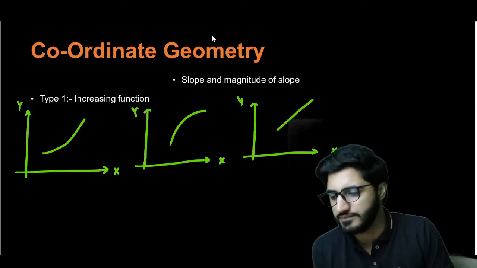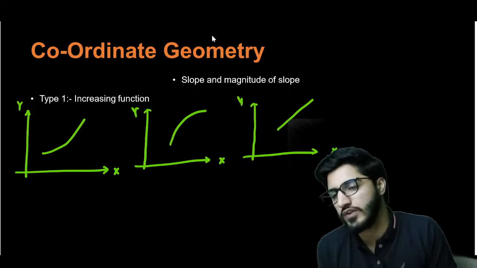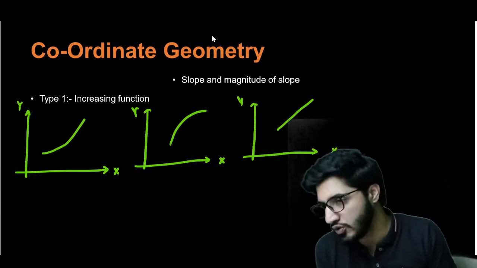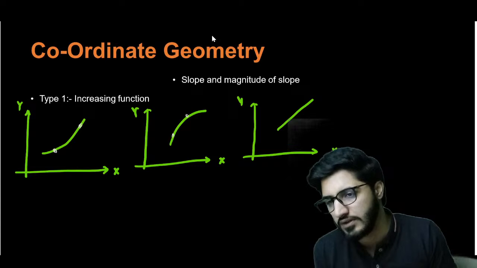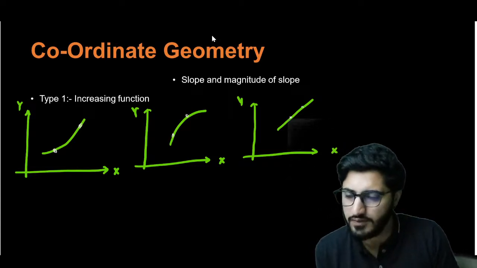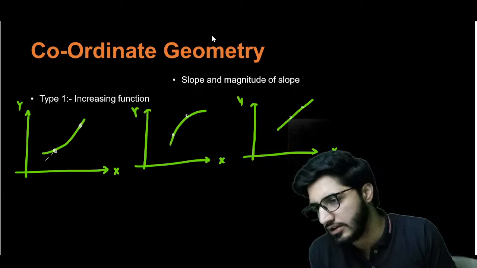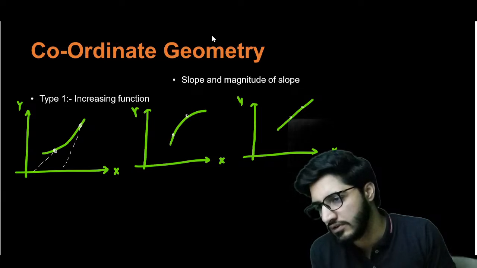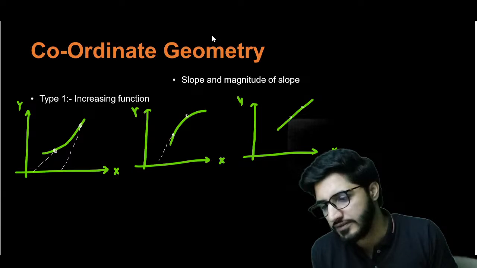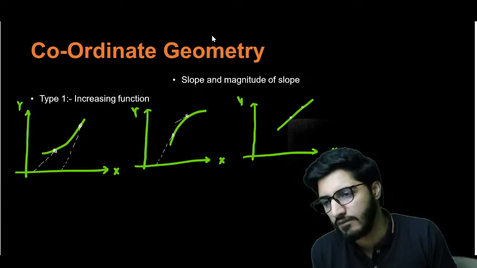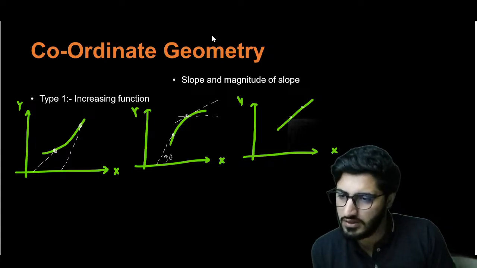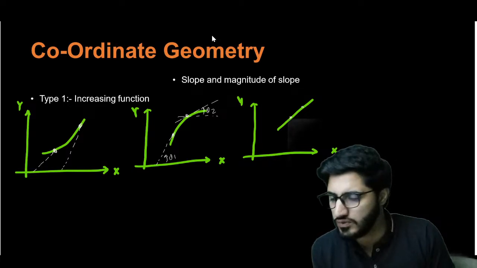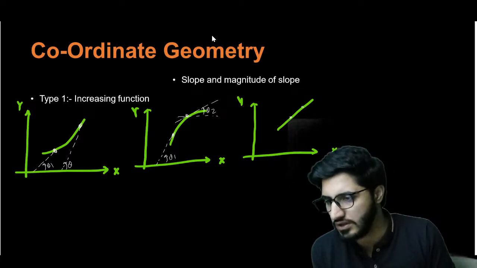We have to comment on this, right? Firstly, if we want to comment on this, we have to take 2 or 3 points. Let us take 2 points. 1 point here and 1 point here. Now we have to make a tangent. This is theta 1, this one is theta 2, this one is theta 1, this one is theta 2.